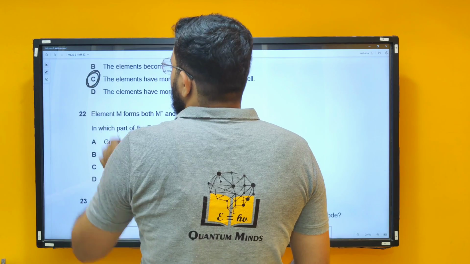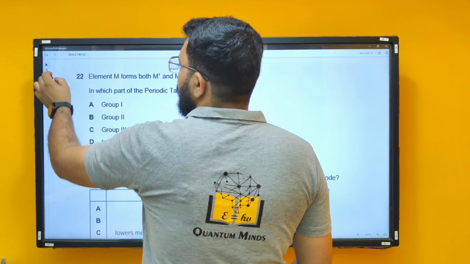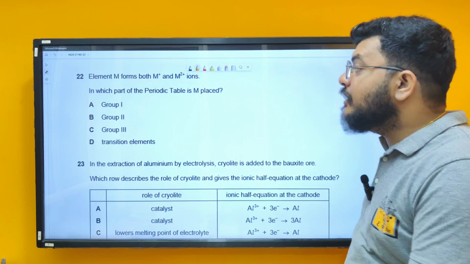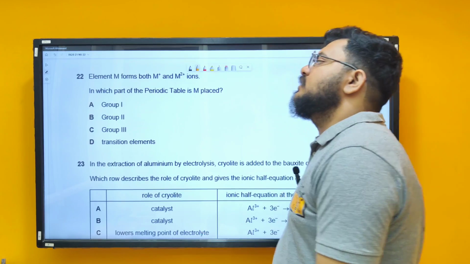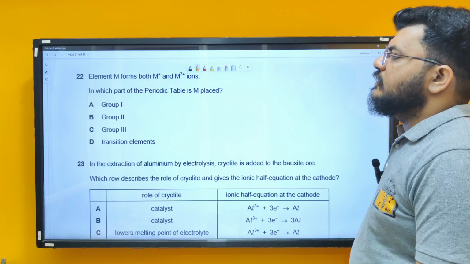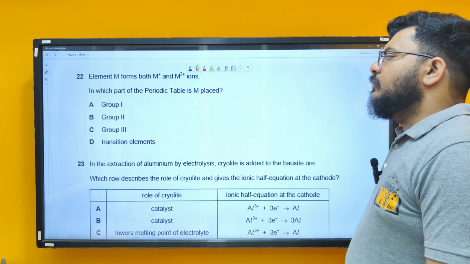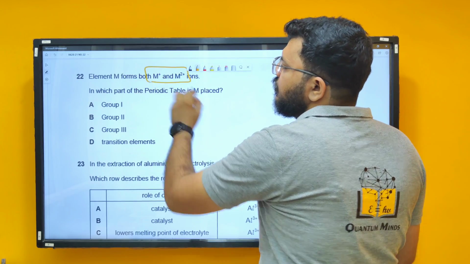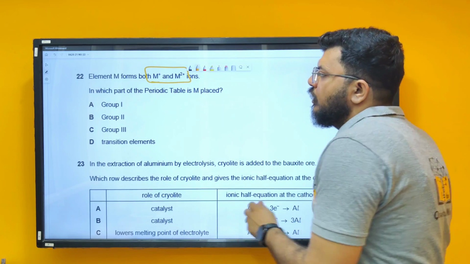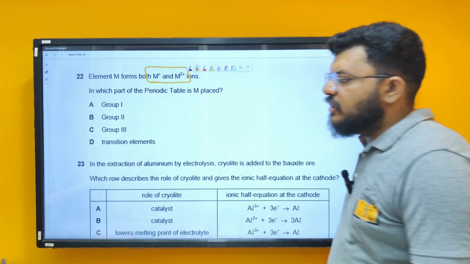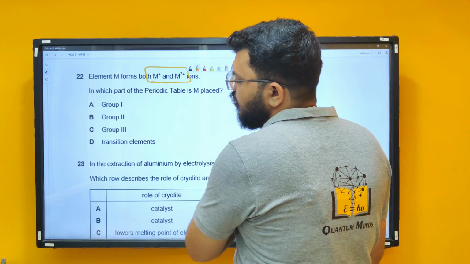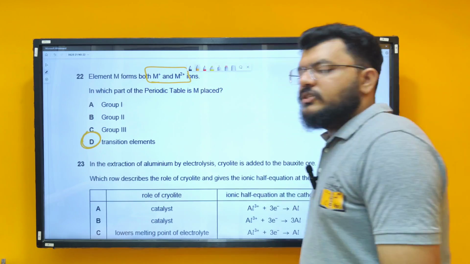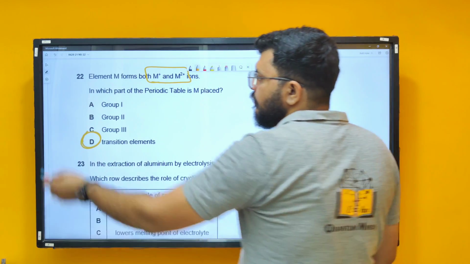Question number 22. So we have element M, which forms both M+ and M2+ ions. In which part of the periodic table is M placed? So it forms two ions. It must be placed in what kind of metals? Transition metals, right? So group 1 no, 2 no, 3 no, and actually transition elements, right?